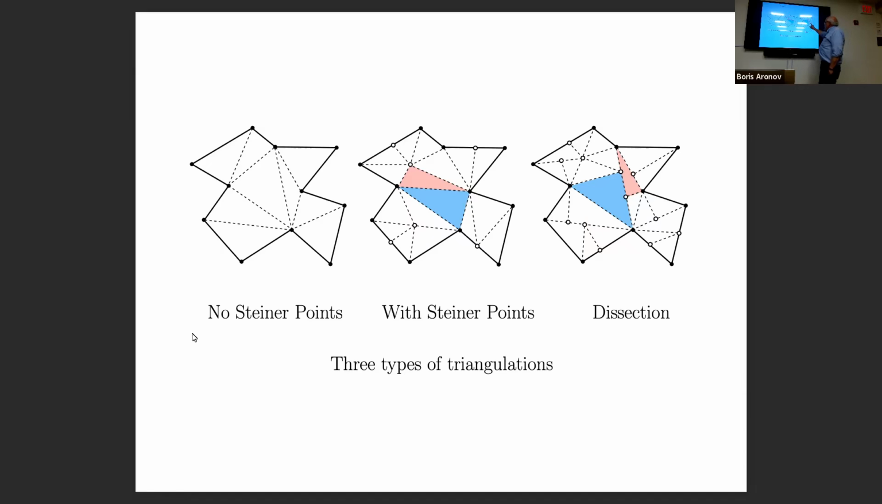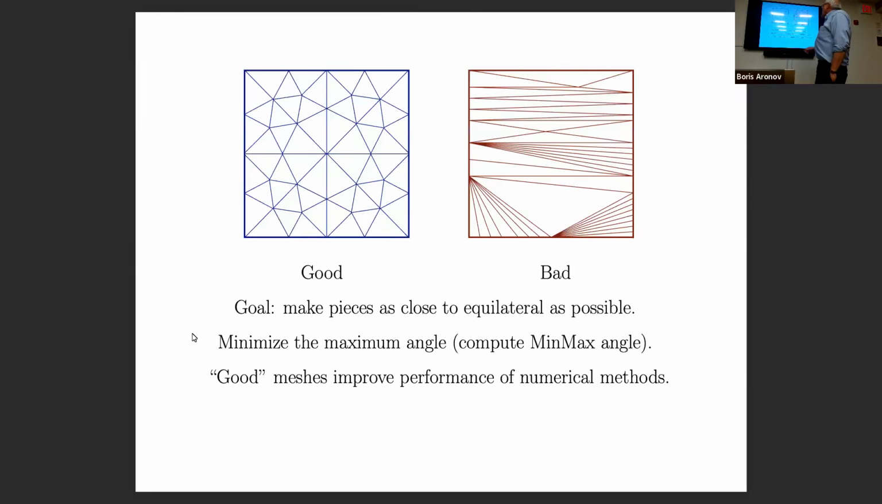The third kind of thing is called dissection, where you're breaking the domain into triangles, but the edges don't have to match up exactly. They can overlap. So a triangulation to me means a simplicial mesh. We have that. Okay.